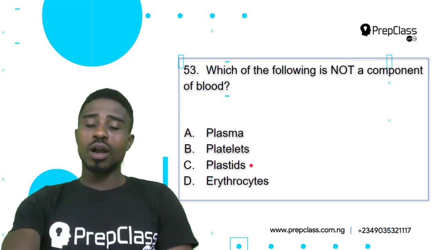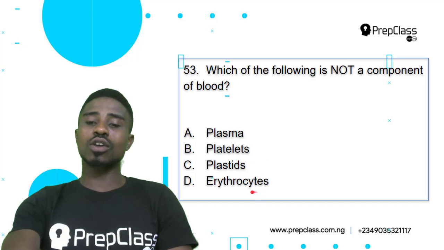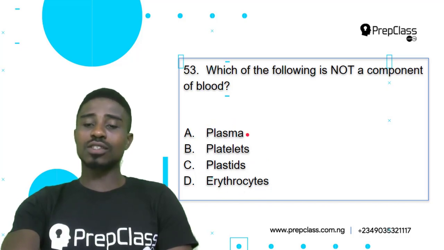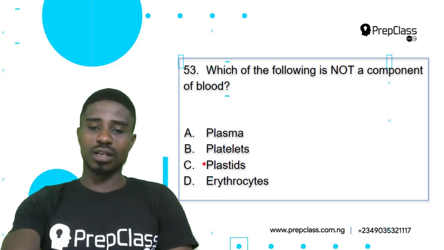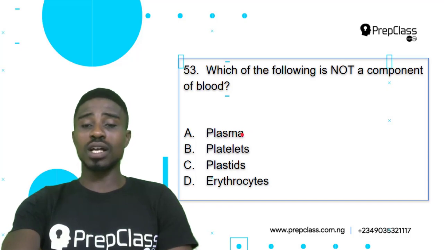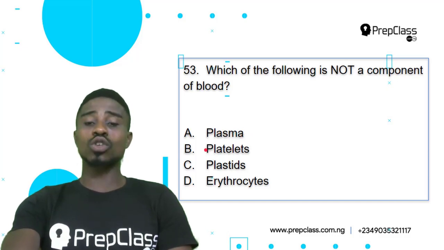Now, in looking at all of these options, one of these options is not a component of blood, but rather is a component of a plant cell, an organelle in the plant cell, and that is known as plastids. Option C is going to be our correct answer, because plasma is a component of blood, and it is the major component of blood because it contains nutrients and other food substances in the blood. Platelets is also a component of blood because it helps the blood to clot. It functions in blood clotting.